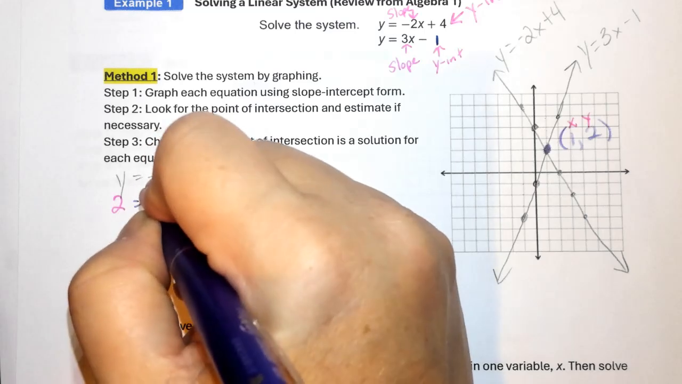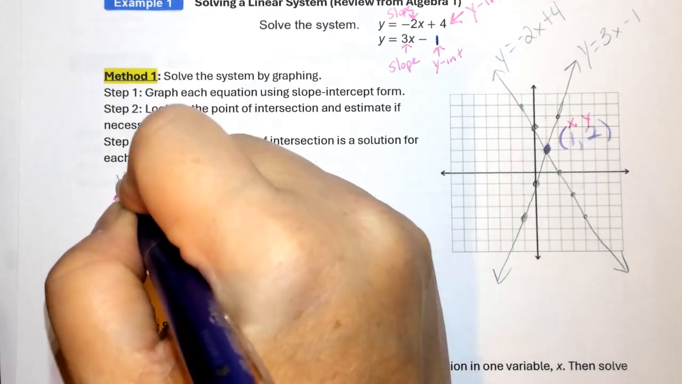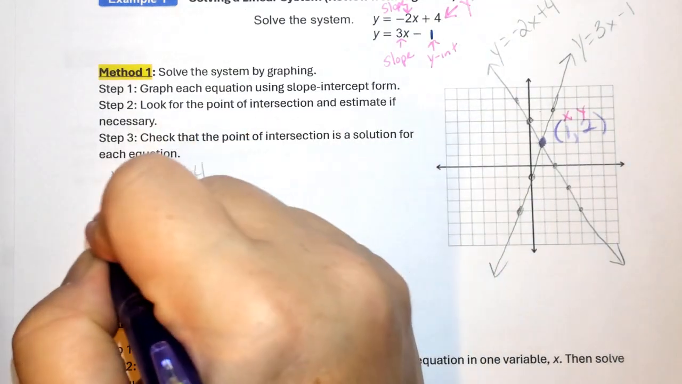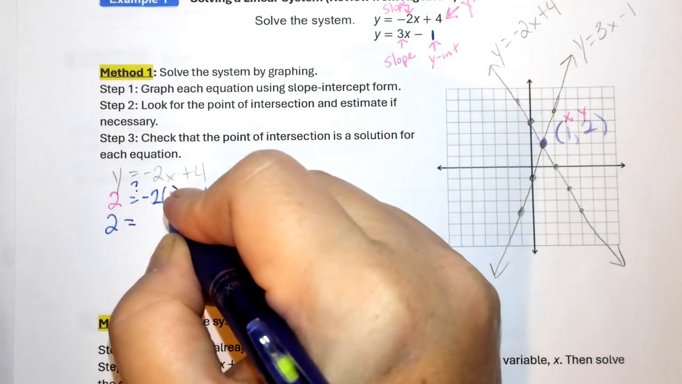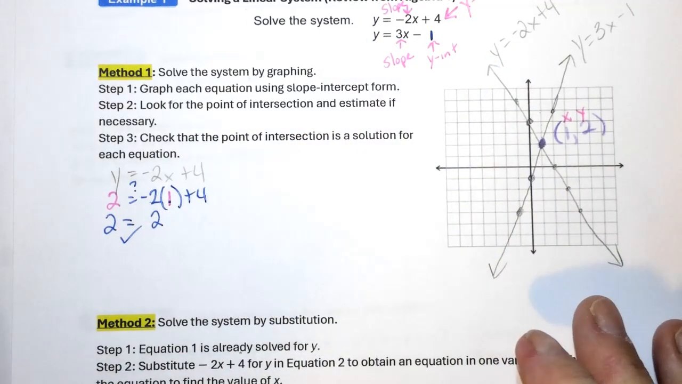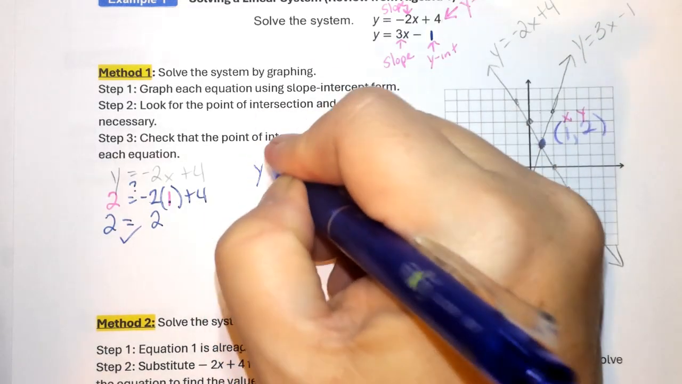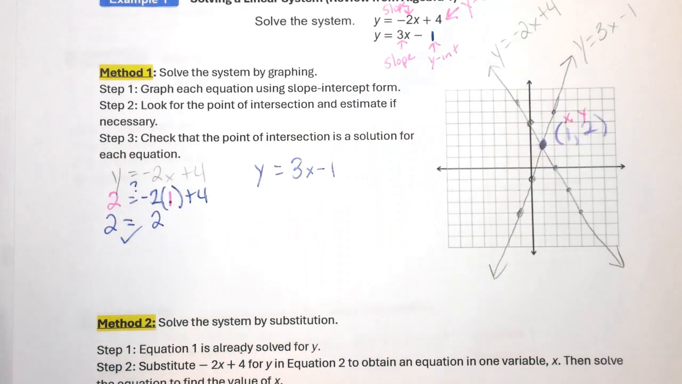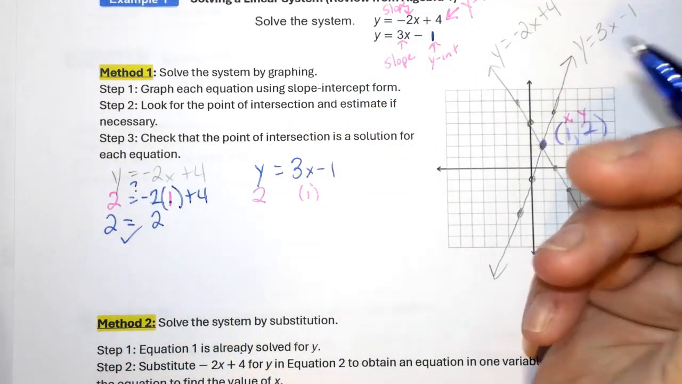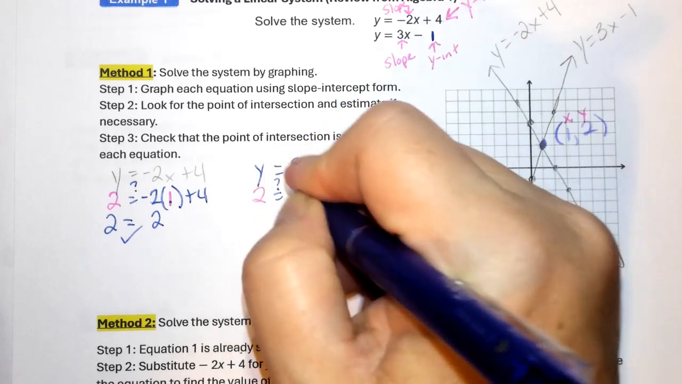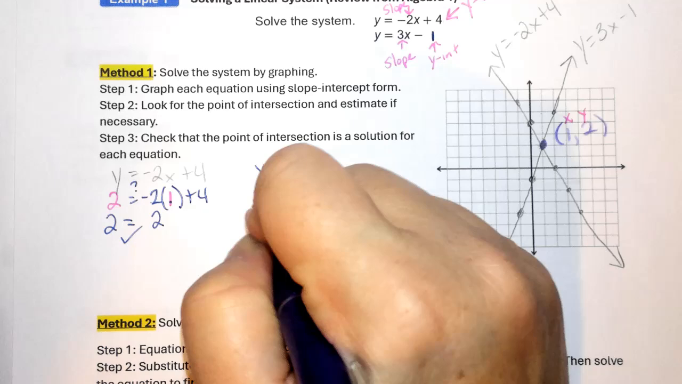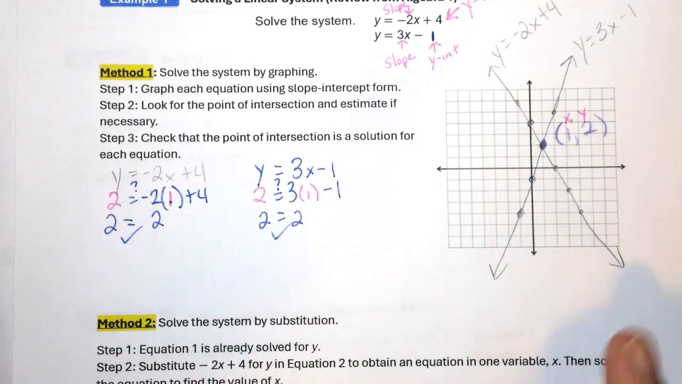We're just trying to figure out, do those two sides equal? If they do, then we know our answer is correct. So we have 2 equals negative 2 times 1, which is negative 2, plus 4 is positive 2, so that one works. Now let's try the next one: y equals 3x minus 1. We're going to substitute in 2 for our y value, 1 for our x value, and see if they equal. So 3 times 1 gives me 3. 3 minus 1 gives me 2. So 2 equals 2. That one is good as well.